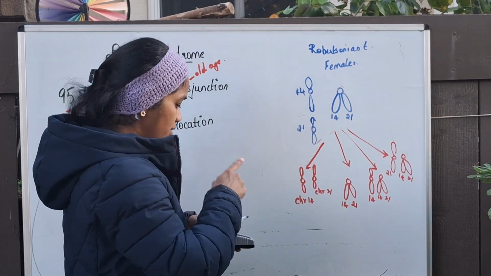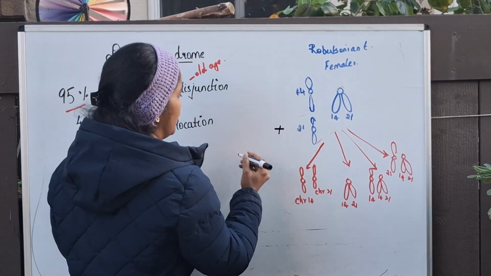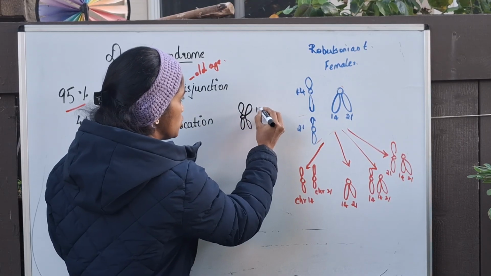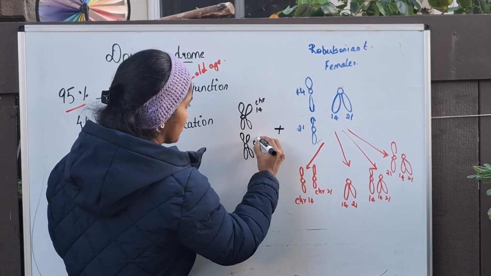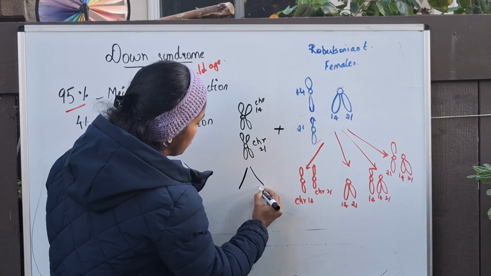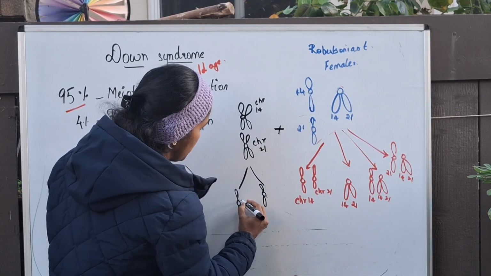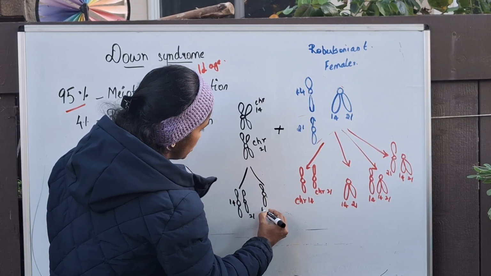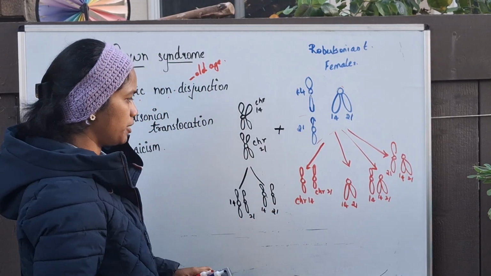Now, when this fuses with the unaffected male, how is the male presenting? The males have this chromosome 14 and this chromosome 21. So, when they form a zygote, it can be either 114 and 121, that is all, 114 and 121. Okay. So, this is a possibility.